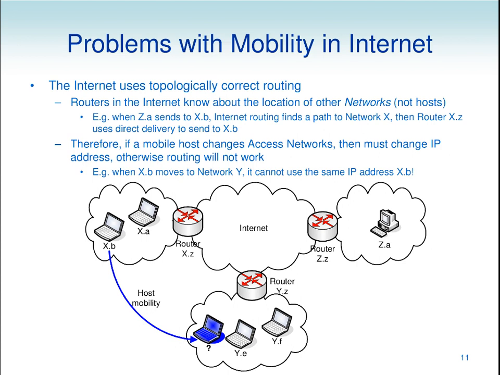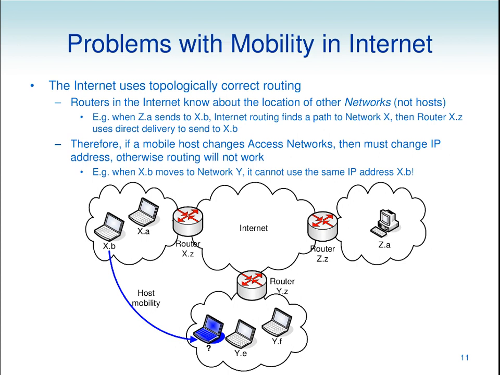If we move from one to another, the way the internet and IP addresses are used is that inside one IP subnet, we have the same network portion in the address. Here they're all X dot something. Here they're all Y dot something. That's how IP addresses are assigned. So if we move here, we'd expect this to be Y dot something, Y dot G, for example. As long as the something, the G, is unique inside here, it should be okay.